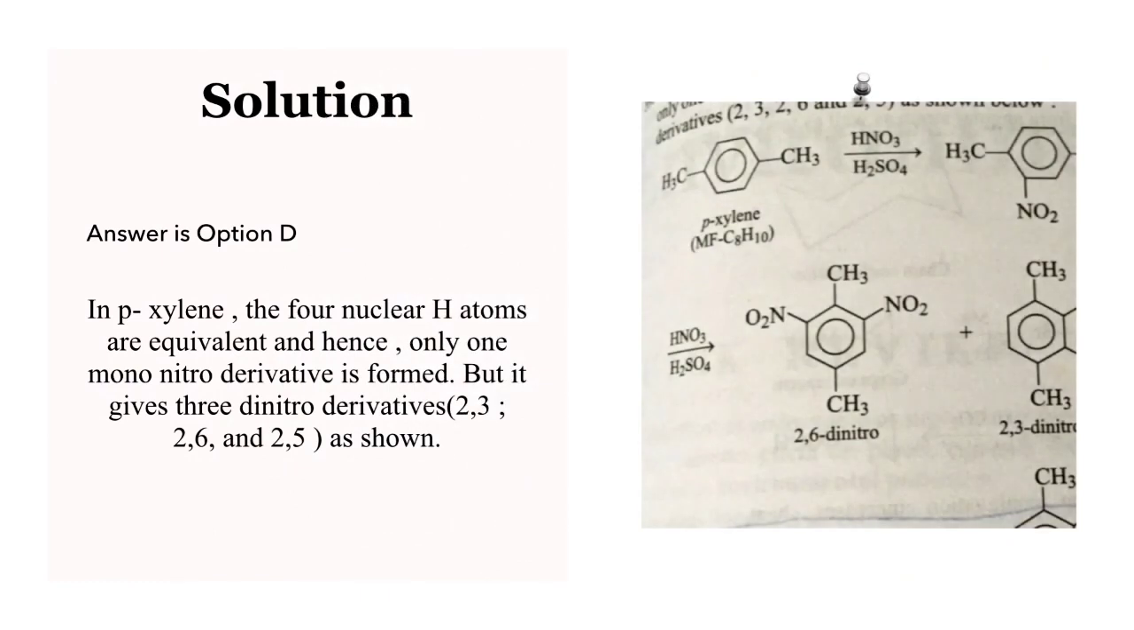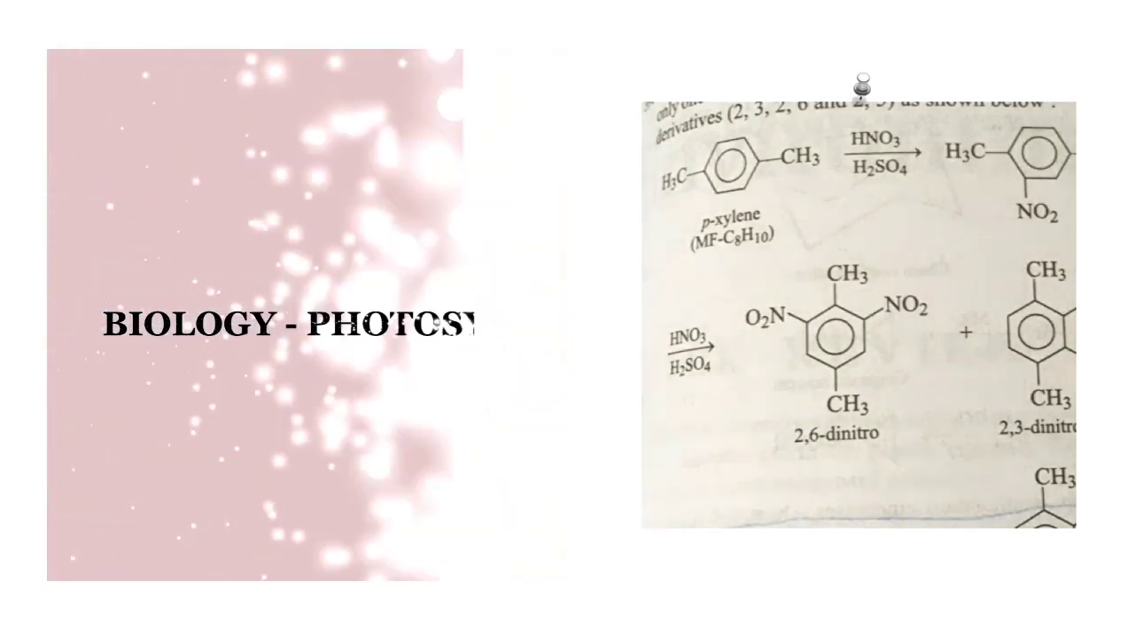So moving on to the solution, in paraxylene, the 4 nuclear hydrogen atoms are equivalent and hence only 1 mononitro derivative is formed, but it gives 3 dinitro derivatives as shown in the figure. So the answer is option D, that is paraxylene.